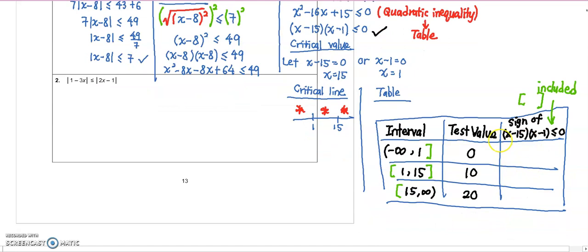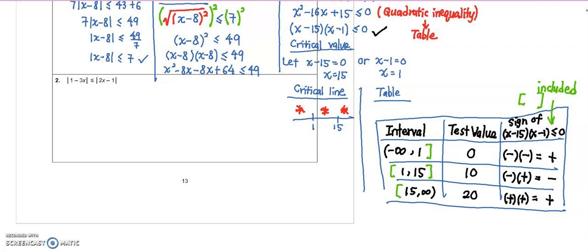So next what we do is we substitute into x. 0 minus 15 is negative. 0 minus 1 is negative. So negative times negative will become positive. 10 minus 15, negative. 10 minus 1 is 9, is positive. So negative times positive is negative. Finally, 20 minus 15 positive, 20 minus 1 positive. So here is positive.